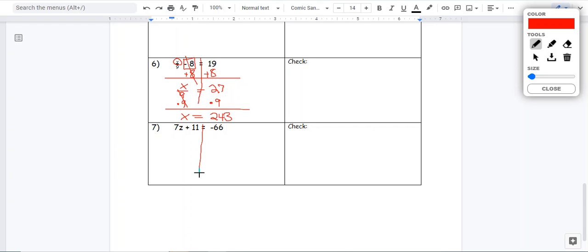For number 7, go about it the same way. Circle our variable and box our constant. Subtract 11 as our first step, and inverse to addition. Bring down the 7z, and the changed value on the right side. Divide to cancel out the multiplication, and bring down the z on the left and the negative 11 on the right. Z is equal to negative 11.